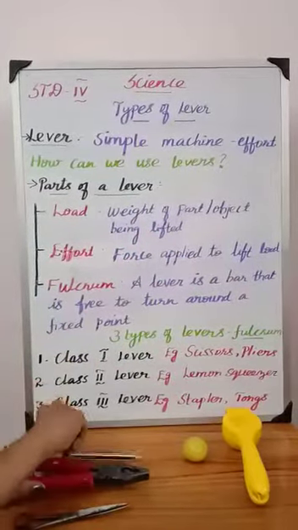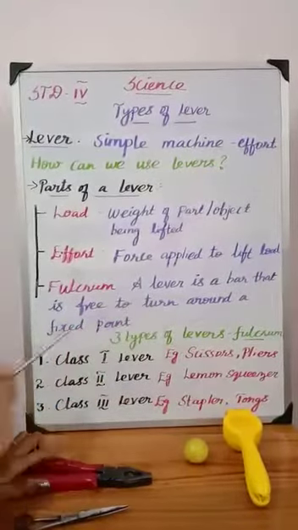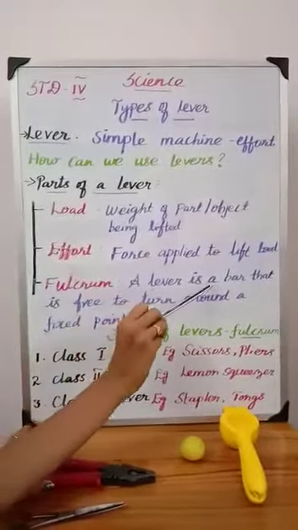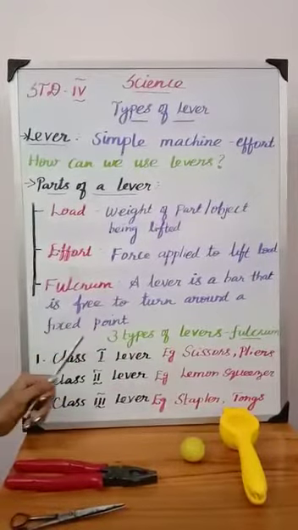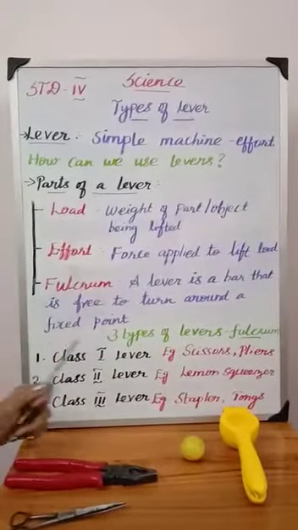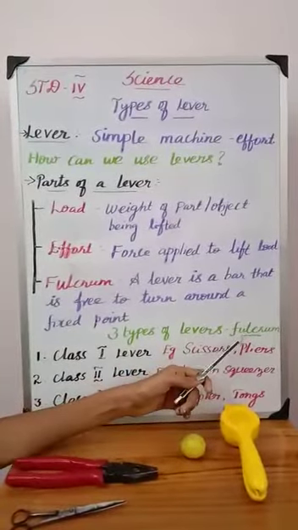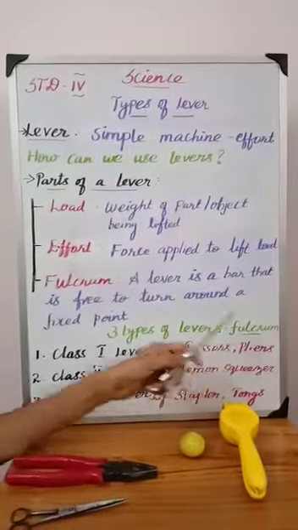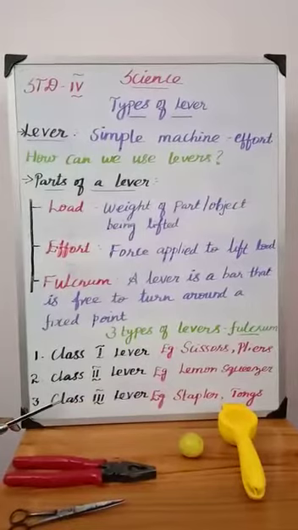Okay, next one, fulcrum. A lever is a bar that is free to turn around a fixed point, and that point is called the fulcrum. There are three types of levers based on the position of the fulcrum: class 1 lever, class 2 lever and class 3 lever.